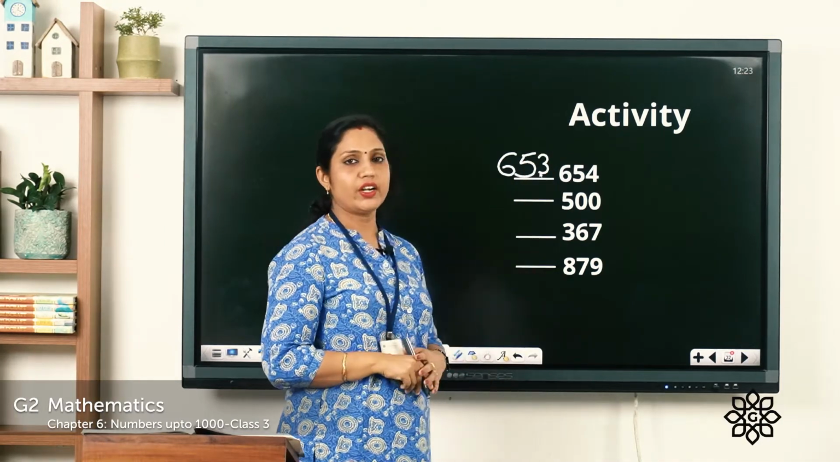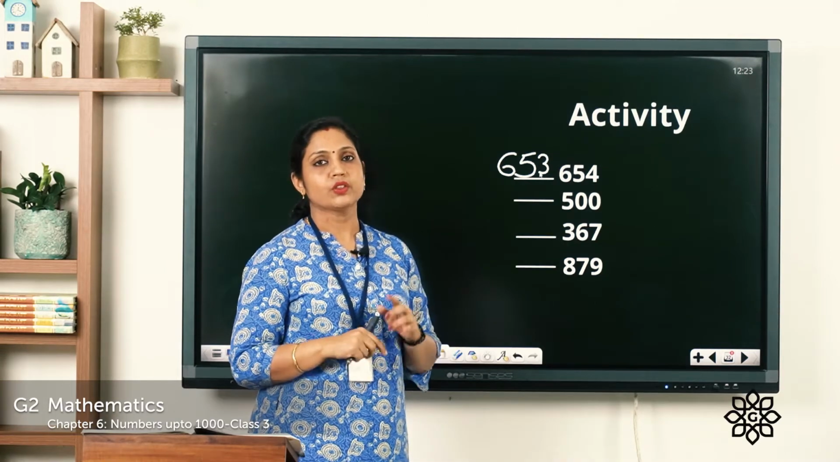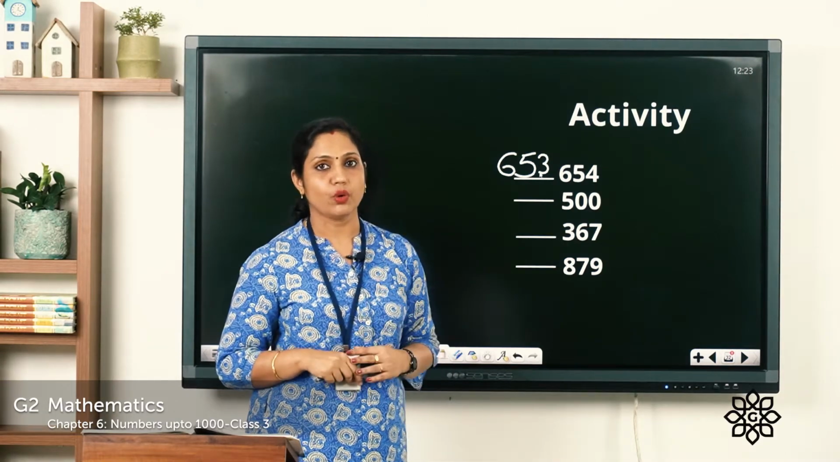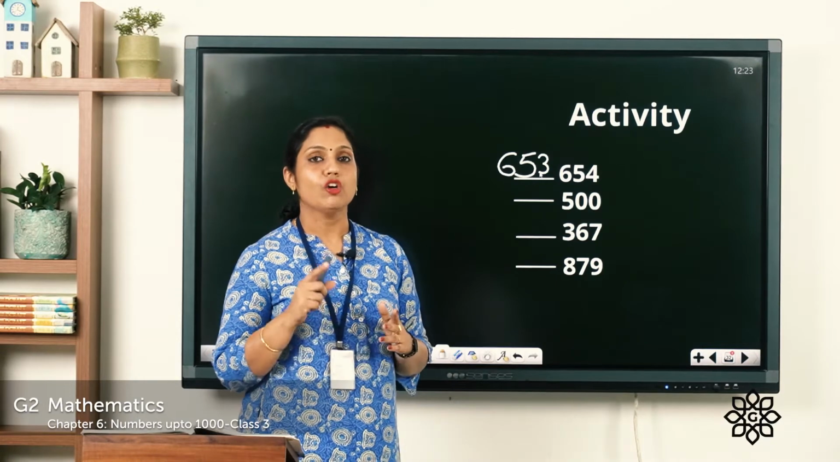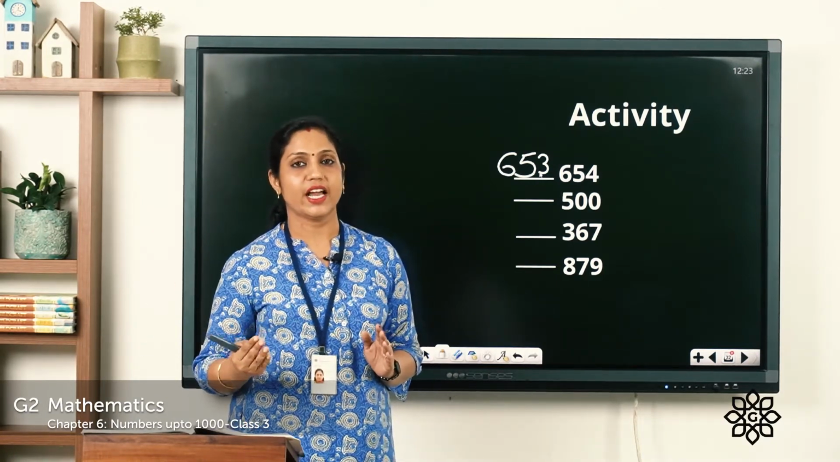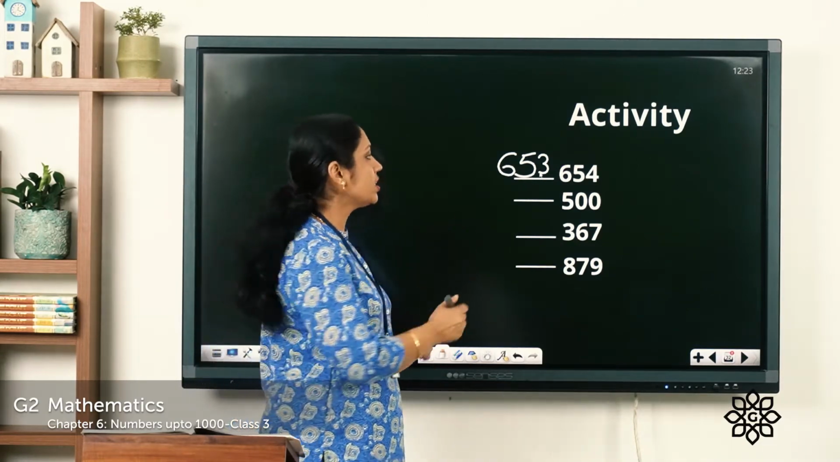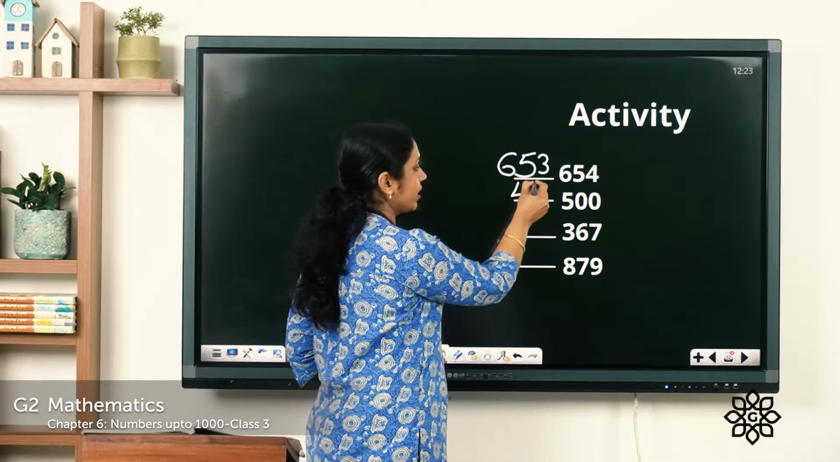Next we have 500. So just before 500, which number has to be written? So before 500, the 100 is 400. And what will be the number? 499. So after 400, 499, the number 500 comes. So what is the number before 500? It is 499.